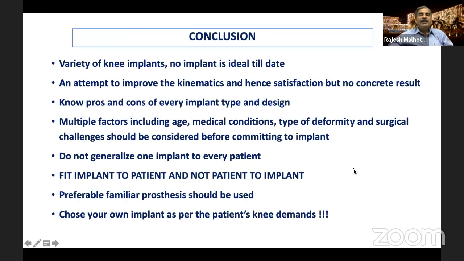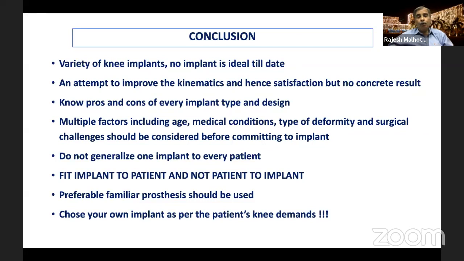So to conclude, we have a variety of knee implants. The important thing for you to know is the advantages and disadvantages of whatever knee implant you choose, because no implant is ideal. Don't try to fit your patient to the implant, fit the implant to the knee. I train my residents in my unit such that if I show them an X-ray and a patient, 9 out of 10 will agree, and they will not talk about only one kind of implant. Whatever implants I have shown you, they are all used, and they make a choice depending on the patient factors and the knee factors.